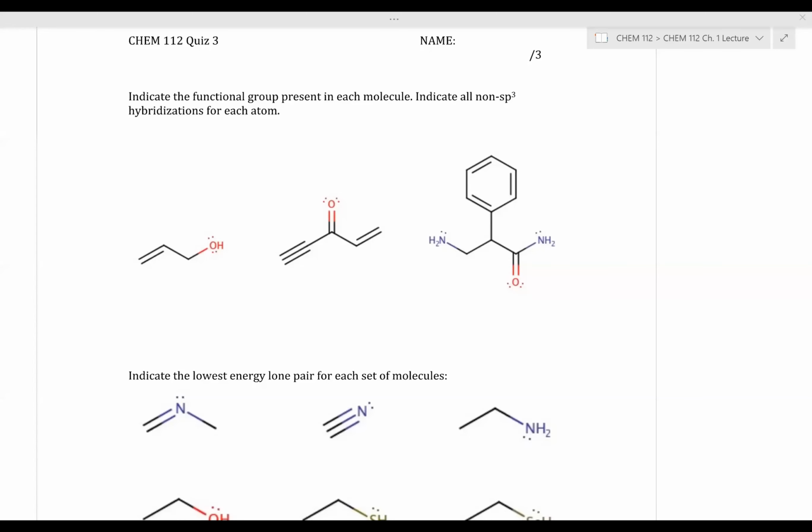So let's talk about this first question, which is a survey of functional groups and sp3 and non-sp3 hybridized atoms. I'm asking you to assign the hybridization of all non-sp3 atoms. So we did this a lot in laboratory.